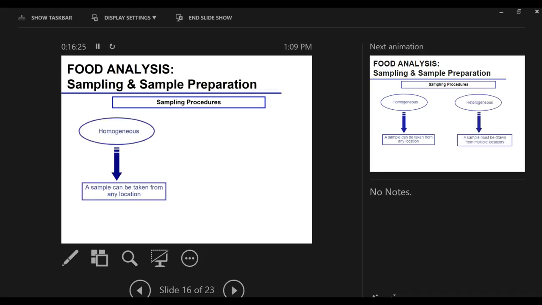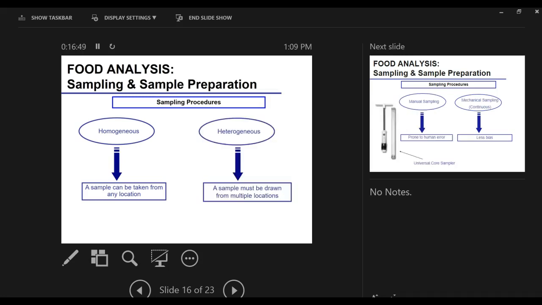When you have a homogeneous sample, like homogenized or mixed or stirred oil, wherever you pull your sample of oil, it's going to be fine. It can be taken from any location. But sometimes you have a heterogeneous product. Let's say a truck full load of potatoes. Each potato is different. One might have mold on it, another might not. So you really want to take samples from multiple locations in that truck full of potatoes.